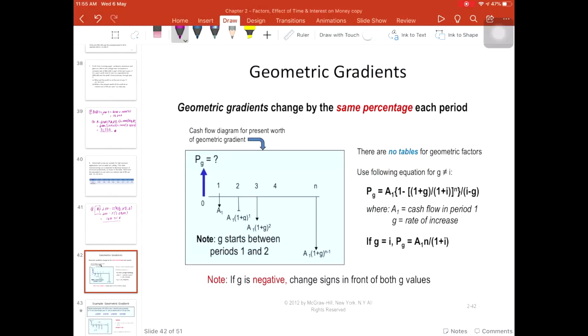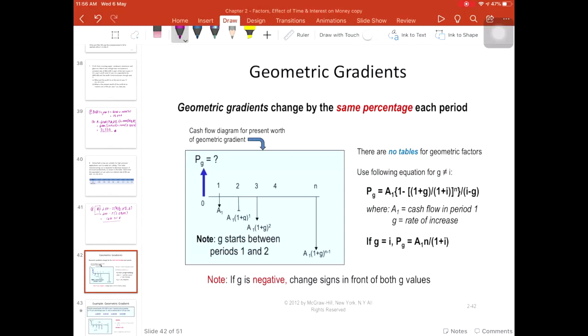Okay, the rate that increases. And then if I equals G, the PG equals A1 times N per (1 plus I). Okay, if G is negative, change the sign in front of both G values. The G values in that formula, you have to change to minus G, 1 minus G, and I plus G. That is the last one.